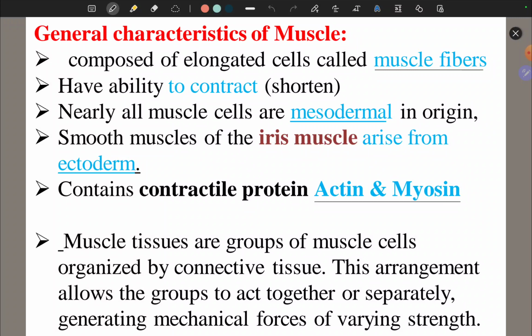It contains contractile protein. All muscles, regardless of which type they belong to, contain contractile proteins which are called actin and myosin. The muscle tissues are arranged in groups. Within each particular muscle, the muscle fibers are grouped, forming fascicles or bundles covered by connective tissue. These connective tissue layers separate the fascicles from each other, and they act together to produce mechanical force when they contract.